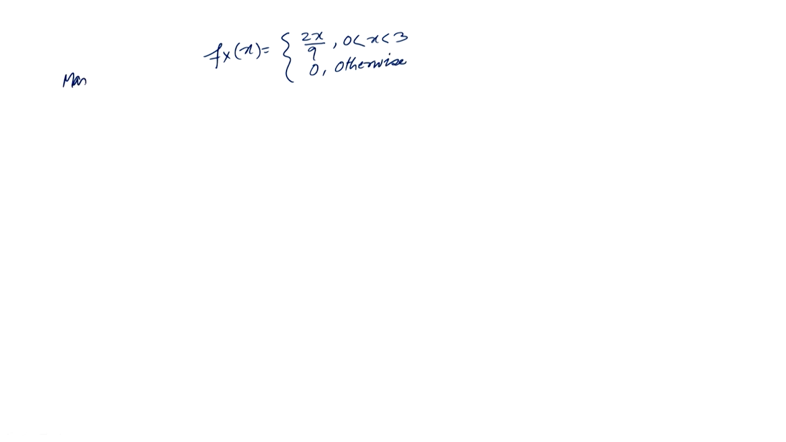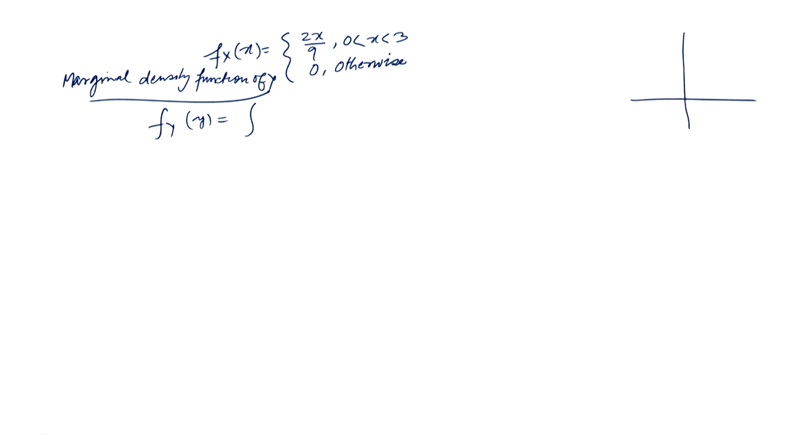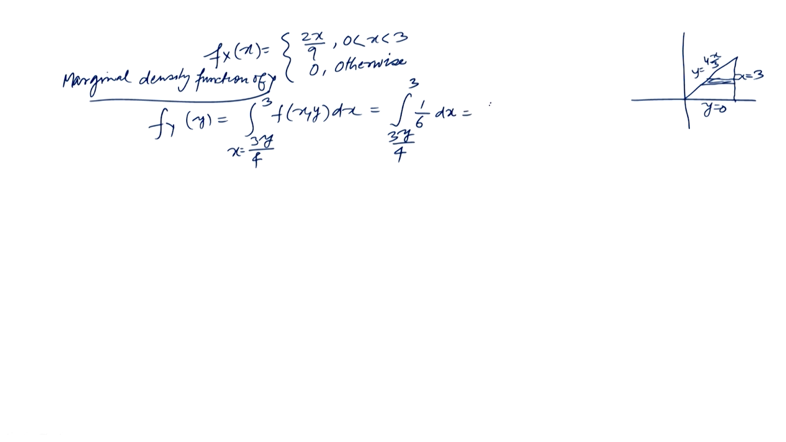Let us now find the marginal density function of y. So, f_Y(y) equal to, now this is the probability that Y takes the value y. So, x varies, we have this region. This is y equal to 4x/3, this is x equal to 3, and this is y equal to 0. So, x varies from 3y/4 to 3. So, it is the integral from 3y/4 to 3 of 1/6 dx. So, 1/6 times (3 minus 3y/4).